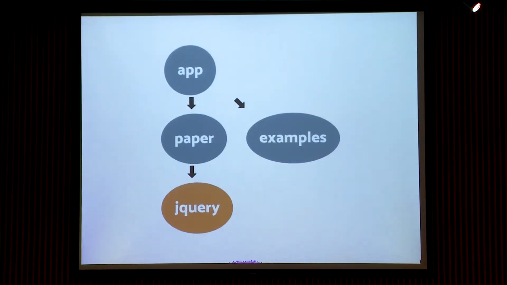Okay, so what this little tool did, in effect, is building a dependency tree. And dependency trees are a very useful and important concept in module systems and module loaders and bundlers. They kind of organize your code with relationships of who depends on who. So in this case, app depends on paper and examples, and paper in turn depends on jQuery.